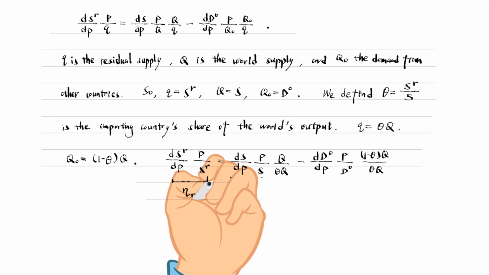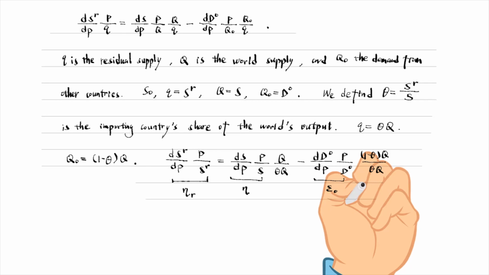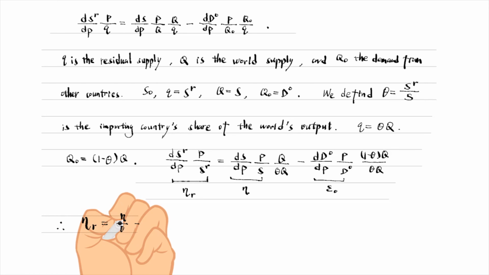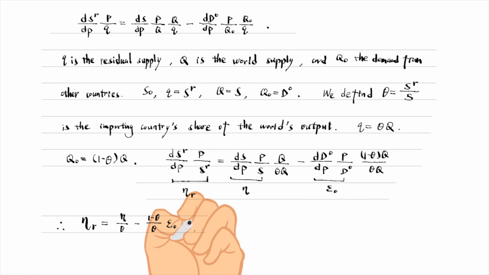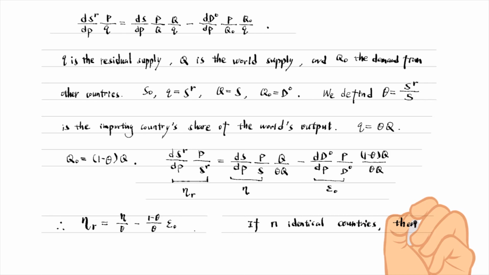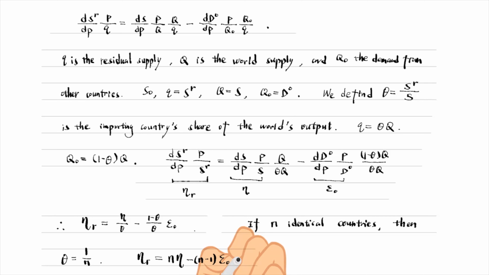The left-hand side of the equation is eta R, the elasticity of residual supply. Eta is the world's market supply elasticity. Epsilon O is the demand elasticity of the other countries. So, we can obtain equation 8.17 in the textbook. If all n countries are identical, then theta equals 1 over n. The elasticity equation can be written as follows.